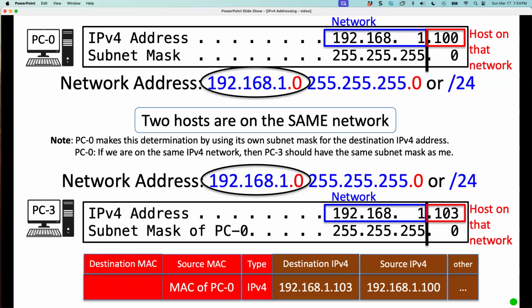What does that mean down here? Well, PC0 says, I can look in my ARP table, look for your MAC address associated with this IP address, 192.168.1.103. If it's in there, I can put that in the destination MAC address and send this to you. If I don't know it, I'll send out an ARP request. You'll give me an ARP reply. I'll have your MAC address. I'll put it in my ARP table for future reference, and I'll put it here, and I can send you this packet encapsulated in an Ethernet frame.